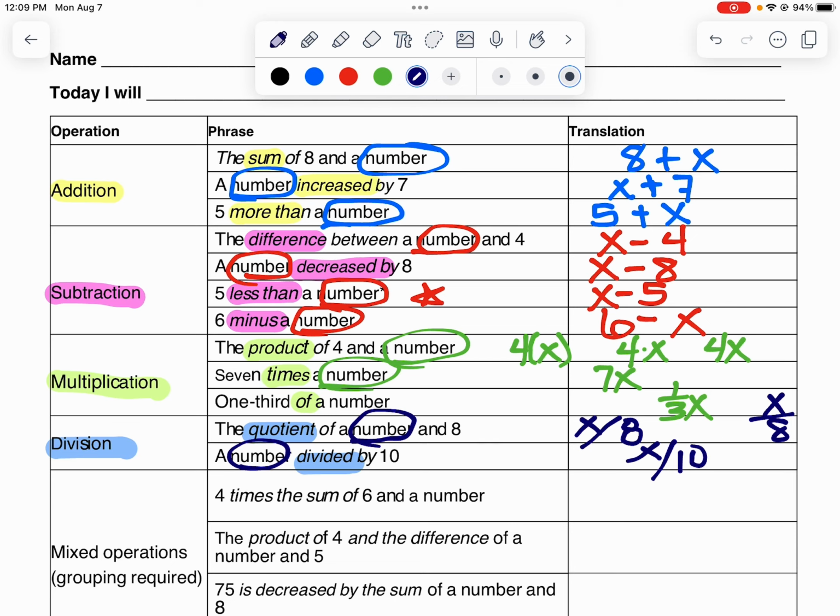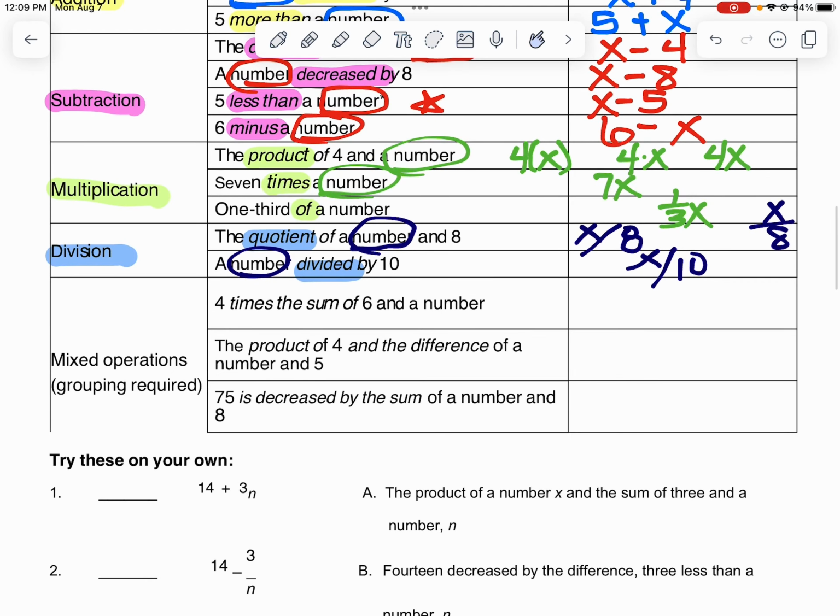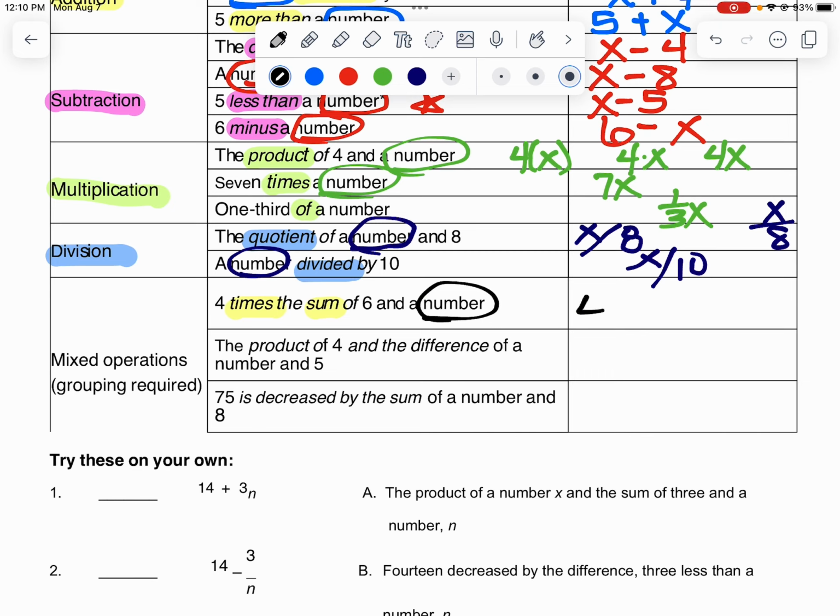Okay, now we're going to mix it up. We have a bunch of different ones. So let's look at what we got here. I'm going to highlight the keywords here. So we have times, and sum of 6 and a number. So there's my unknown. 4 times, and you can put a dot if you want to, the sum of 6 and a number. So I'm going to put this in parentheses. 6, sum means plus, a number x. And you don't have to put the dot, you can put it right next to it.